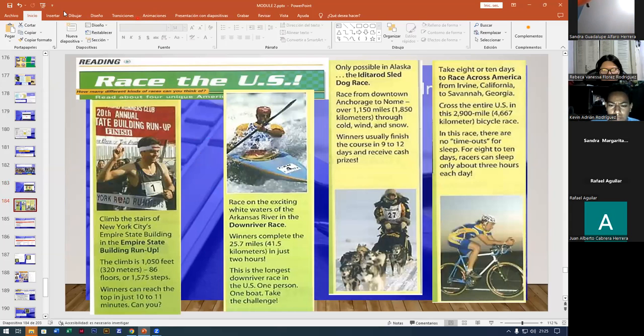All right, so you could watch and also listen about different races. We have four different races that take place in the United States. Let's read them. It says, Race the U.S. Climb the stairs of New York City's Empire State Building in the Empire State Building run-up. The climb is 1,050 feet, equals to 320 meters, 86 floors or 1,575 steps. Winners can reach the top in just 10 to 11 minutes. Can you imagine? Just 10 to 11 minutes. So these are people who really do a lot of exercise to do this.